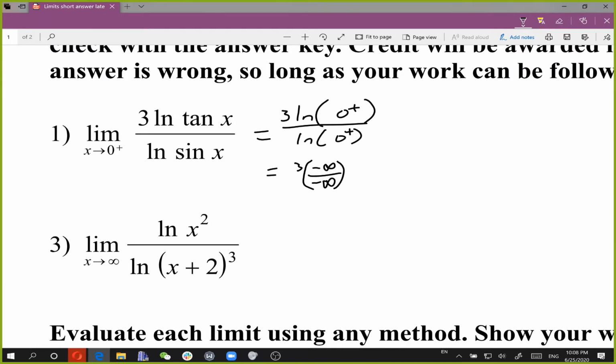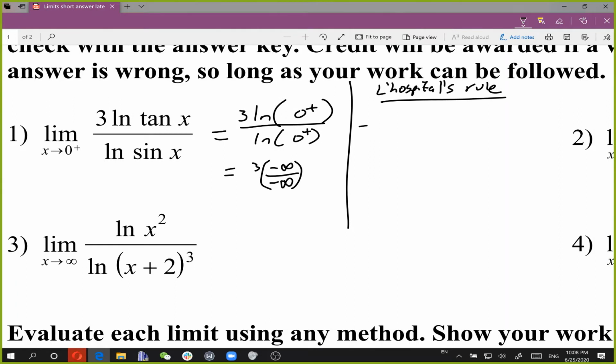Okay, so with L'Hospital's rule, if you end up with a function that is 0 over 0, or positive or negative infinity over infinity, then I can differentiate the top and the bottom of the fraction separately and plug in our number again to get our answer. So I'm going to do that really quick. So this is L'Hospital's rule. It means that this limit should be equal to the same limit, the limit as x approaches 0 from the right, of the derivative of the top divided by the derivative of the bottom.